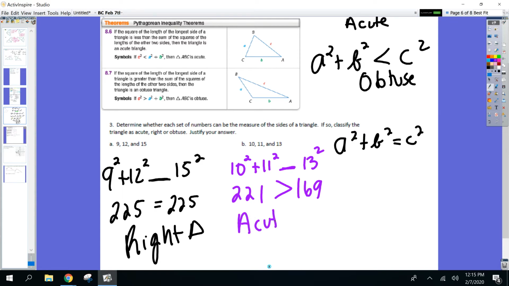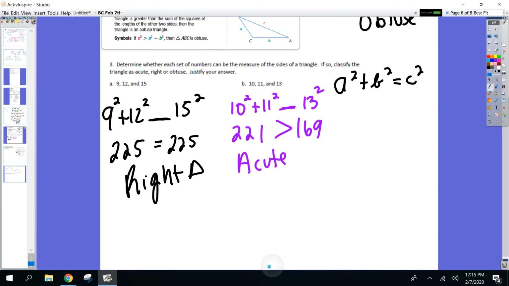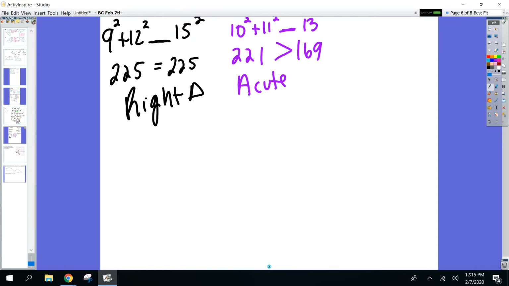Don't turn your page. It's a Friday afternoon. Little snow later on. How about I challenge you right now with a part C?